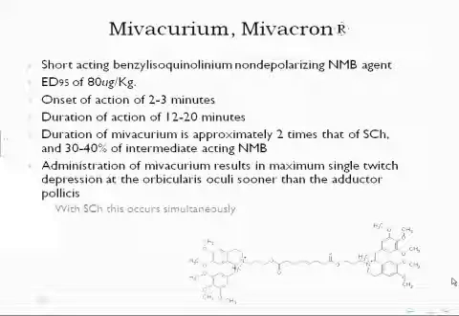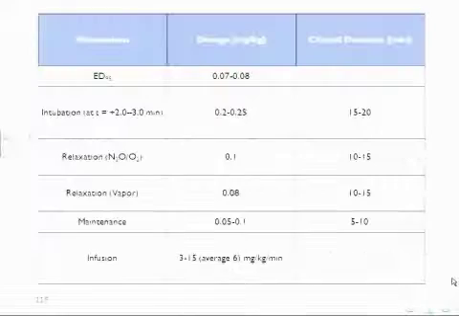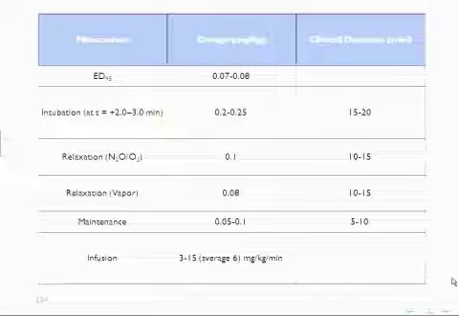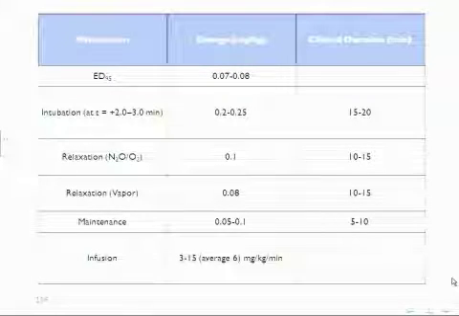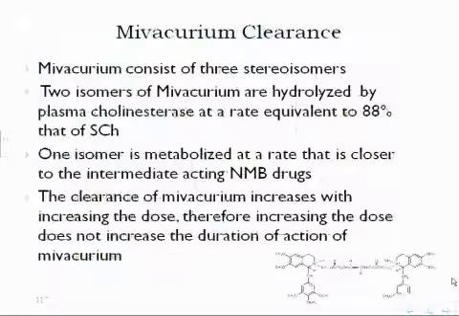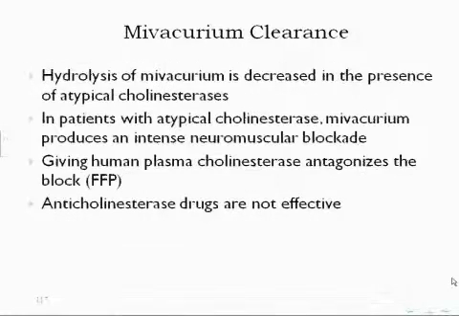One of the things that I have a problem with is that when you give it at high doses for induction, you can get a very profound histamine release, which is a real problem. Okay, the dosing on this is about 0.2 to 0.25 milligrams per kilo on induction. It consists of 3 stereoisomers. 2 of the isomers are hydrolyzed by plasma cholinesterases. So this is one of the few drugs that's actually broken down pretty much by plasma cholinesterases. The clearance increases with increasing dosage, so you got to be real careful with that.